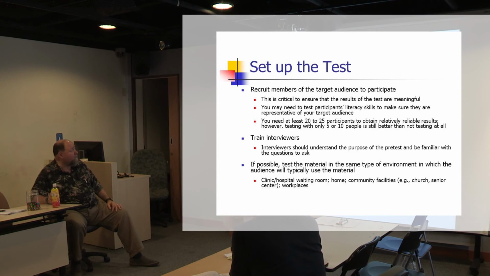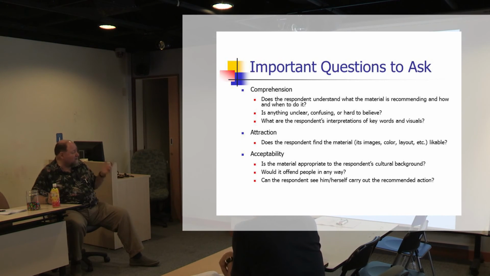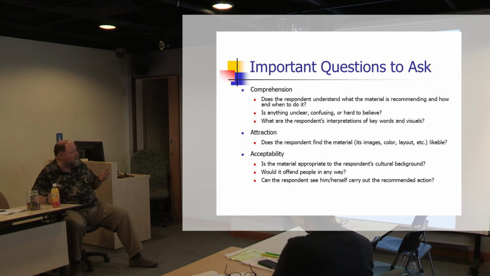Important questions to ask, and these go back once again to what we started with, McGuire: comprehension, do they understand? Is anything unclear? What are interpretations of keywords or visuals? Is the information likable, attractive, interesting? Is the information acceptable, or is it in some way unacceptable, does it break norms? Is it said in a way that's appropriate?